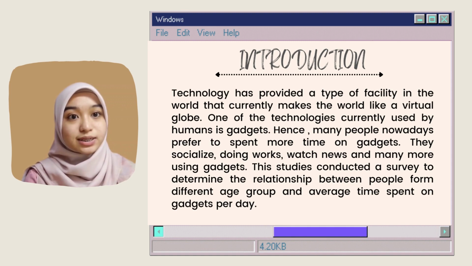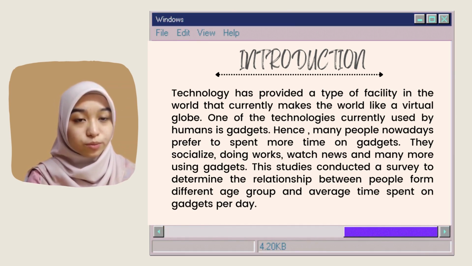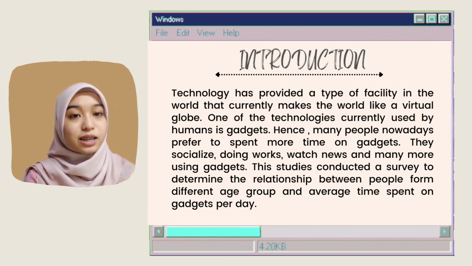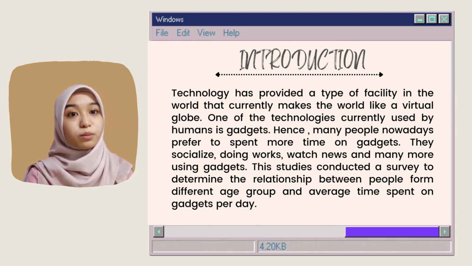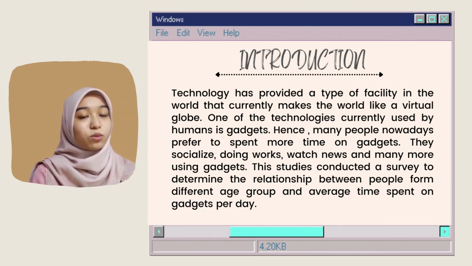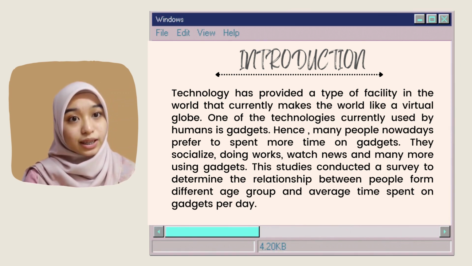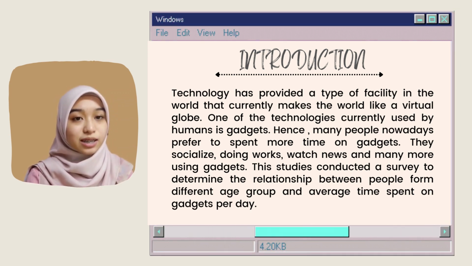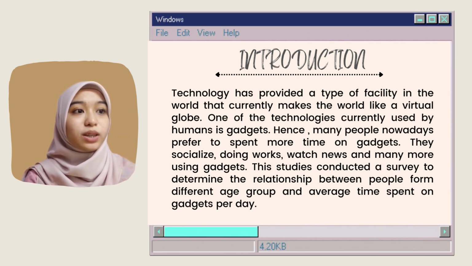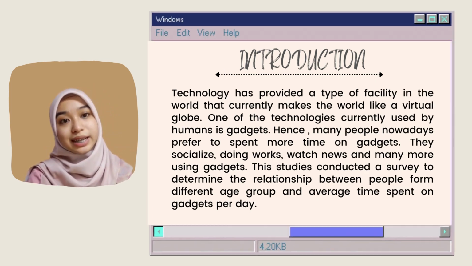Technology has provided a type of facilities in the world that currently makes the world like a virtual place. One of the technologies currently used by people is the gadgets. Hence, nowadays, people prefer to spend more time on gadgets. They socialize, do work, watch news, and many more using gadgets. So, this study conducts a survey to determine the relationship between people from different age group and the average time spent on gadgets per day.